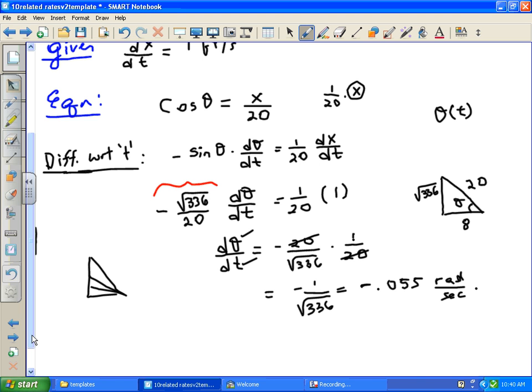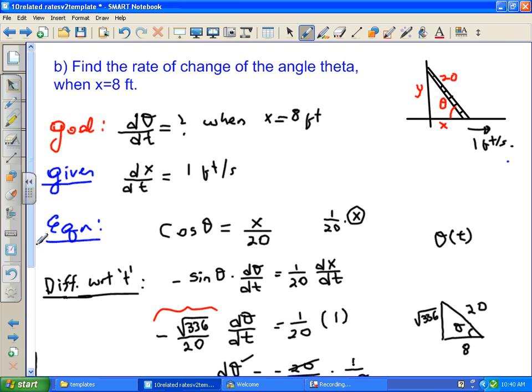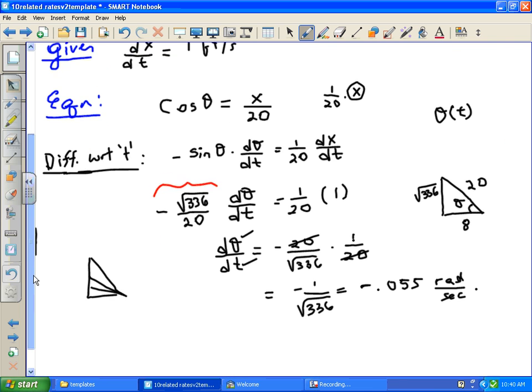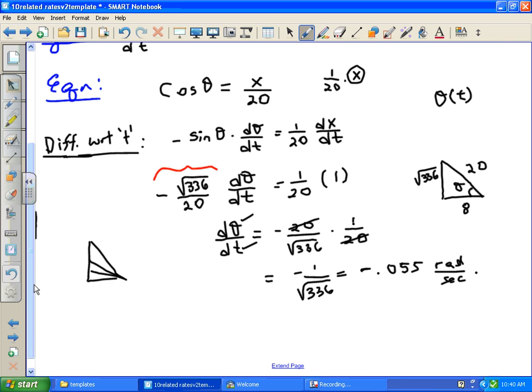Okay, let's go back to the top of the problem. Any questions about how we found d theta dt in this equation? Go back up. Okay, go back to the bottom. So when the question asks to find d theta dt, make sure that you're using a trigonometric function and you're going to differentiate that with respect to time. Amy had a question. Yes, please.